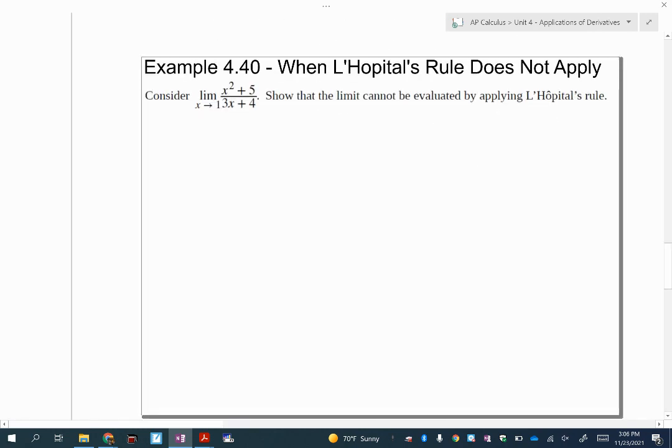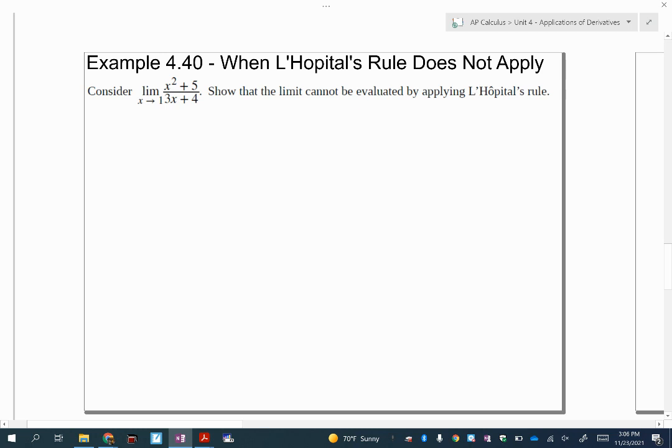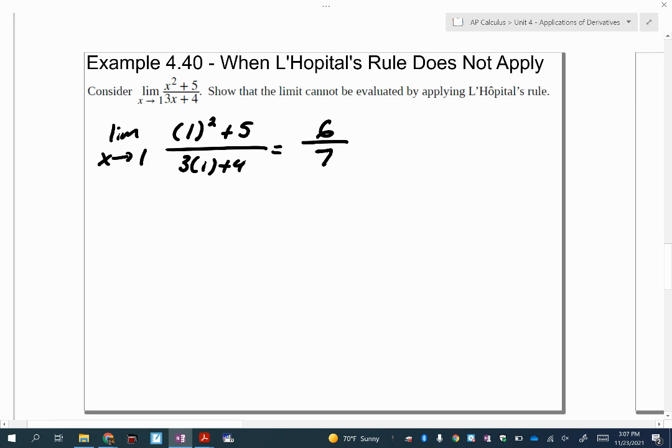Let's show you what happens when a limit cannot be evaluated using L'Hopital's rule. When you would have done this in Unit 2, you would have plugged in 1, so 1 squared plus 5 over 3 times 1 plus 4, which gives you 6 over 7. So the answer is 6/7. Now, if you use L'Hopital's rule, which you would not, you didn't get 0 over 0. You actually got a limit, so you're done.